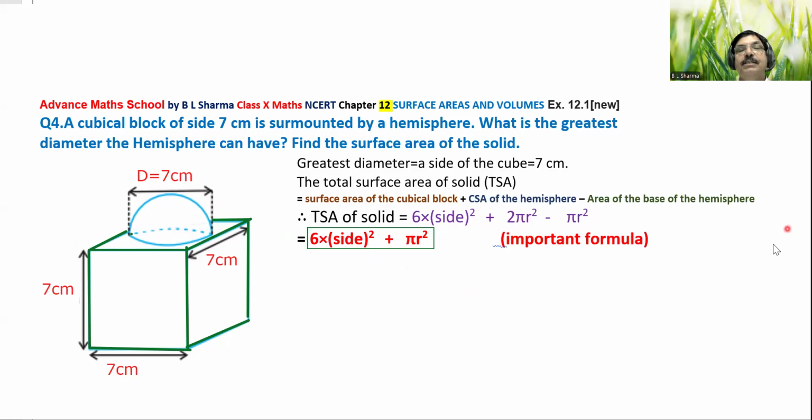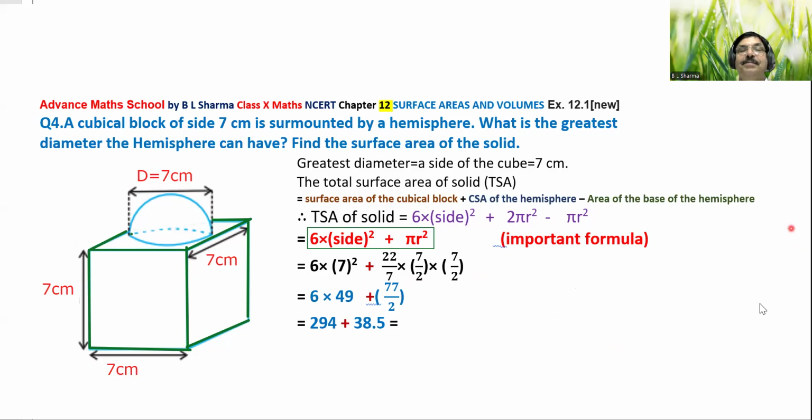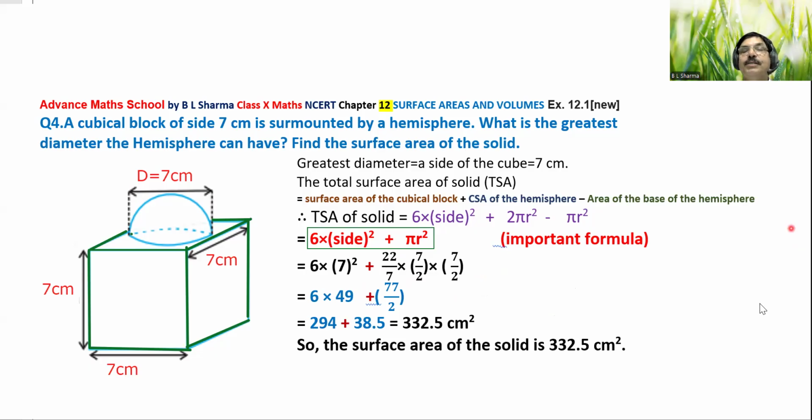You have side of cube, that is 7 centimeter, and radius is 7 by 2 because diameter is 7 centimeter. So radius will be 7 upon 2 centimeter. So 6 into 49 plus 22 by 7 into 49 by 4. This 7 and this 7 cancel. 2 11 ja 22. So 11 7 ja 77. That is 294 plus 38.5. Total करिए, 332.5 centimeter square. And that's all for this question.